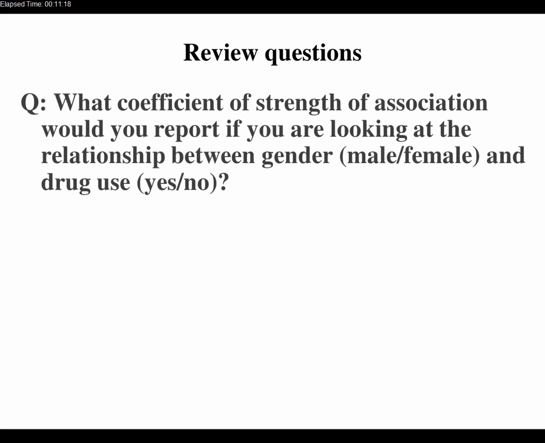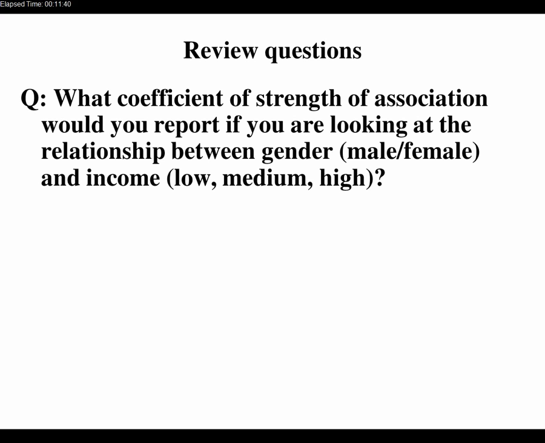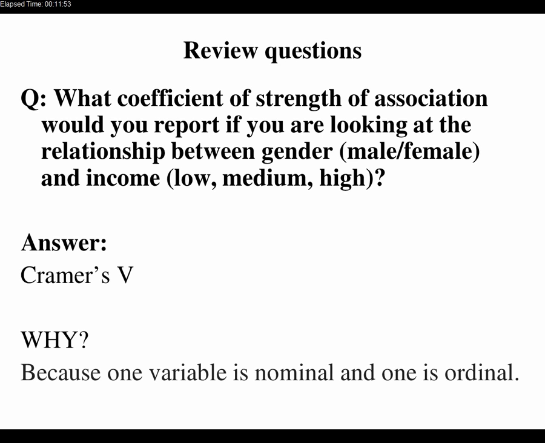Here's another question. What coefficient of strength of association would you report if you're looking at the relationship between gender, male and female, and drug use, yes or no? Which one is it? Remember? Yes, that's right. It's phi. Why? Because it's a 2x2 table. The next question is, what coefficient of strength of association would you report if you're looking at the relationship between gender and income? Why, we'd use Cramer's V. Why? Because one variable is nominal and one is ordinal.